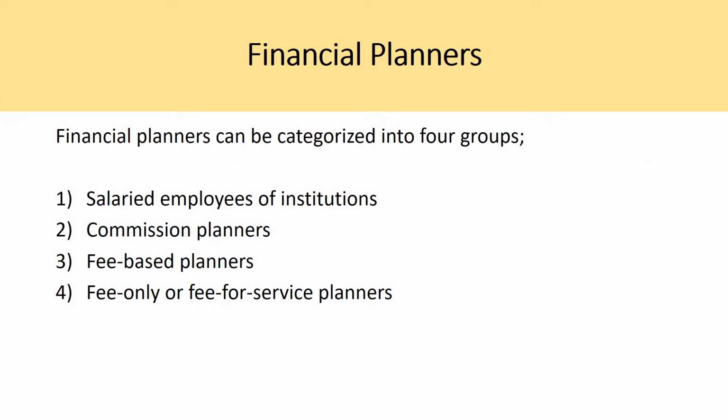Okay, and so financial planners can be categorized into four groups. One is salaried employees of institutions, which is probably the most common and what a lot of people think of when they think of financial planners. They work for the big banks, and they are those advisors. There's also commission planners, fee-based planners, and fee-only or fee-for-service planners. And so let's talk about these planners and see what are some of the trade-offs that exist between each of these categories.